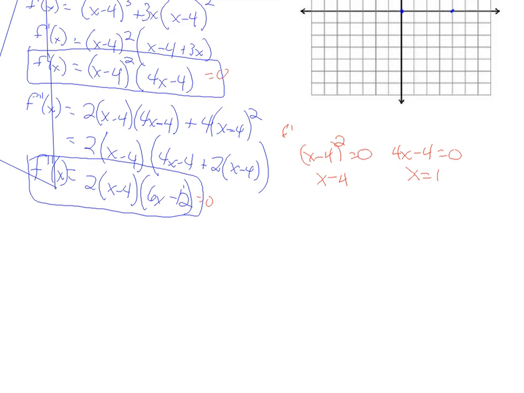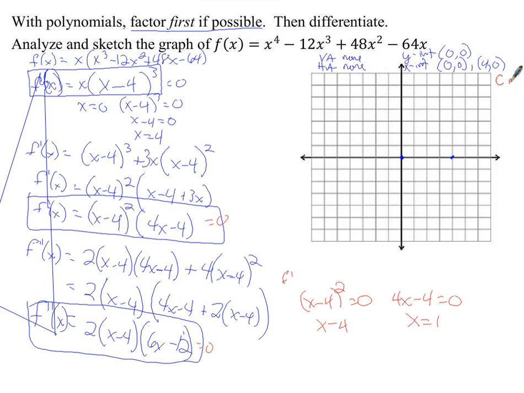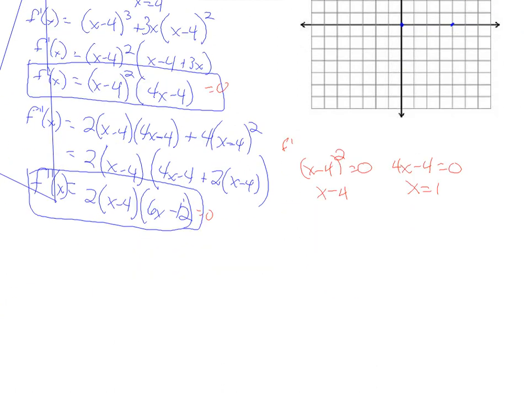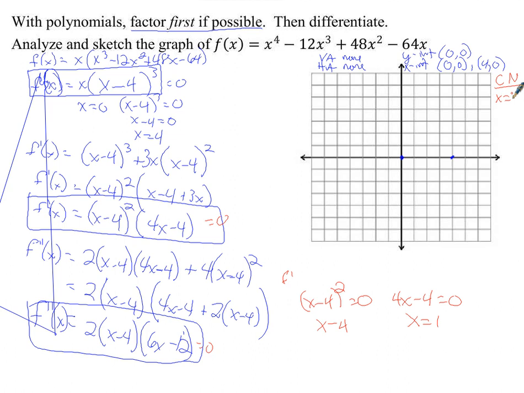Let me go back up. Start a critical number list. X equals, what was it? 4 and positive 1. So x equals 4, x equals 1. We didn't have any vertical asymptotes to talk about, so that's where we're at.